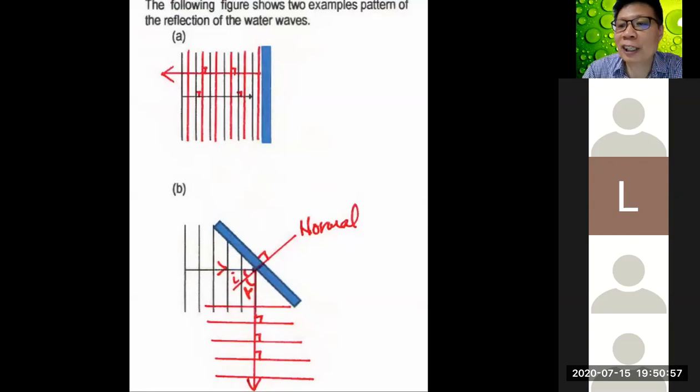Yes, sir. Gong Fan Xin, can you tell me after reflection, what are the things that will not change? The speed and the... Sorry, what will not change? Wavelength, frequency, and speed. Yes, correct. Three things never change. The wavelength, lambda. Second one is the speed, never change. And the third one is the frequency. The frequency also never changes.